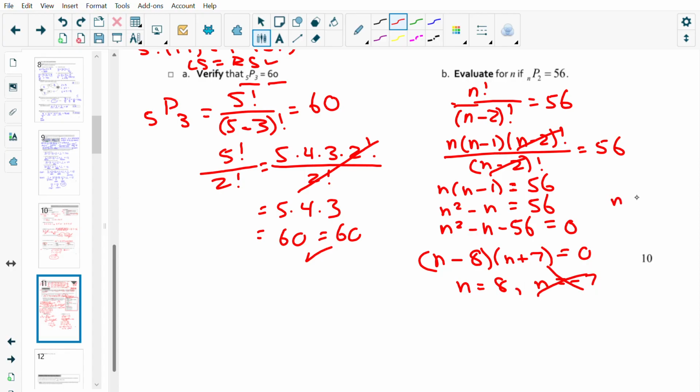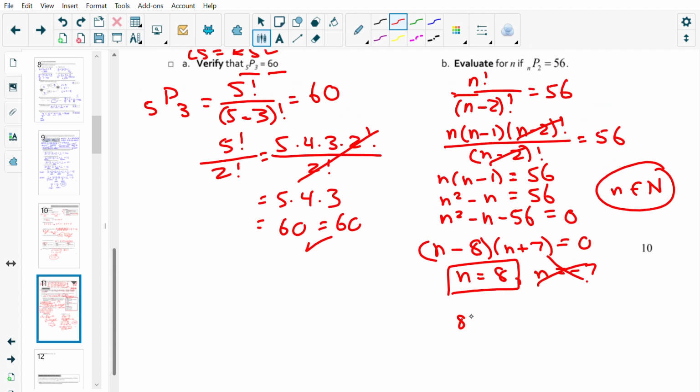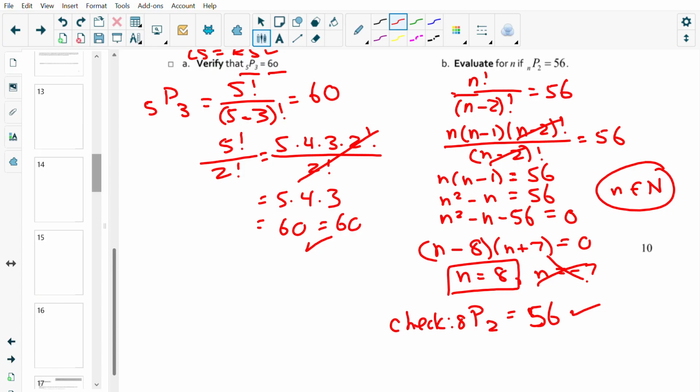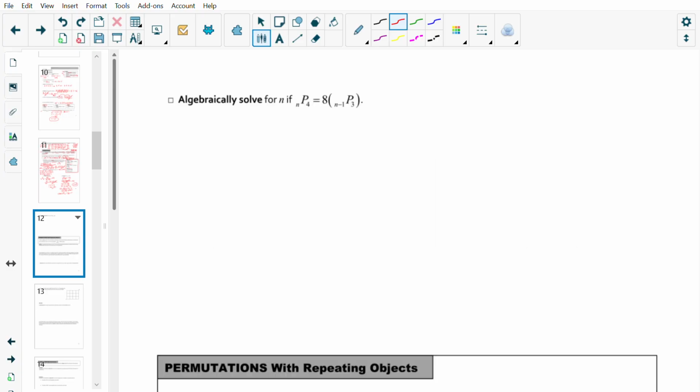I'm going to ignore that. Remember, I need natural numbers. n must be an element of natural numbers. So I'm going to ignore the negative 1. And I have n equals 8. And on your calculator, if you check the permutation of 8 things taken 2 at a time, it does indeed equal 56. Okay, next page, folks.